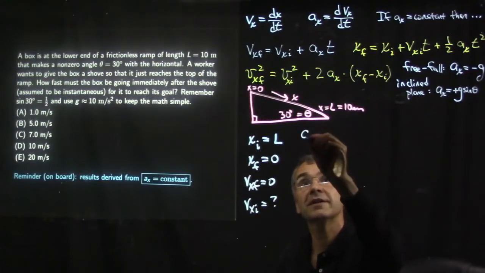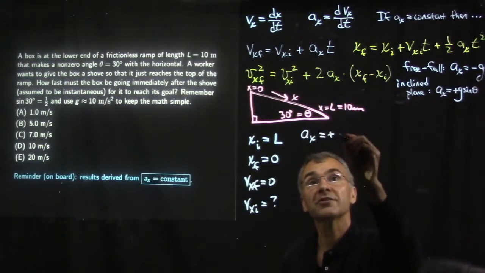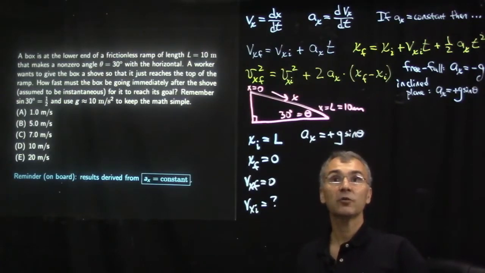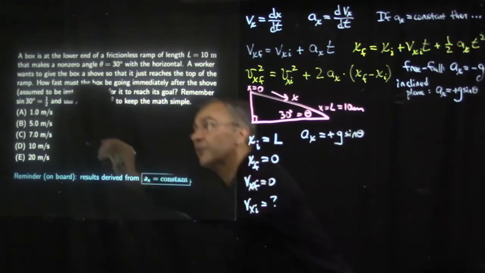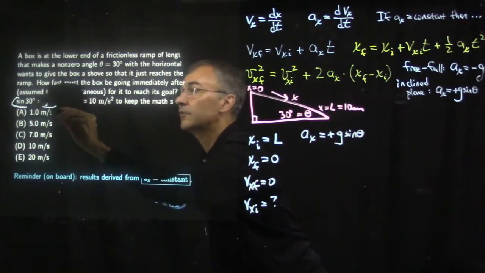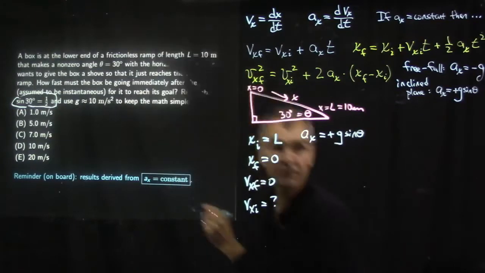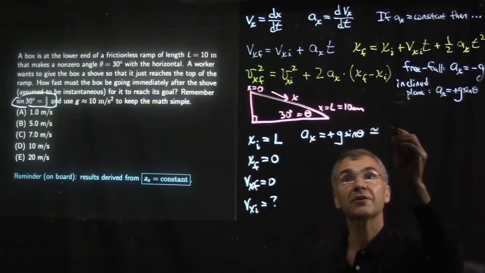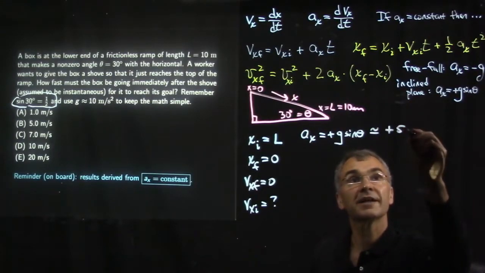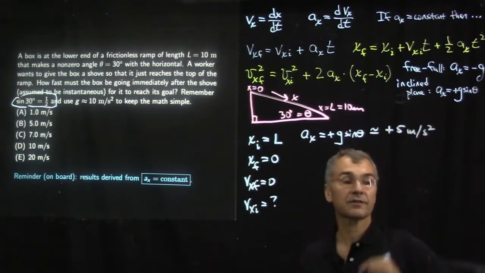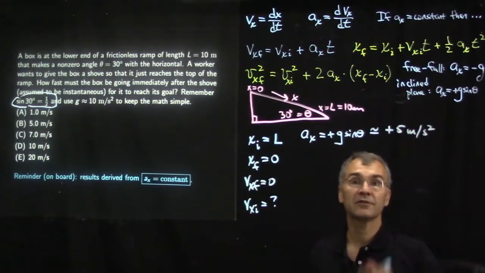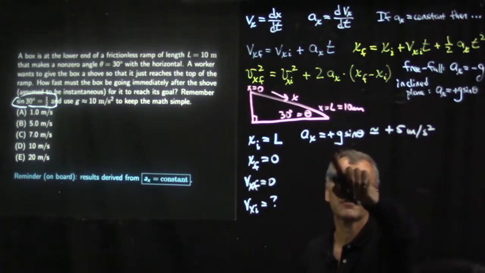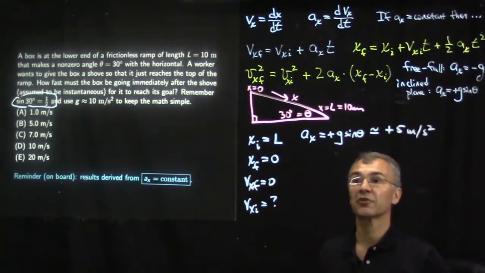And then we know that a sub x is plus g sine theta. By the way, sine of 30 degrees is 1/2, so that's a useful fact. Then this is pretty close to plus 5 meters per second squared. Because g is a little bit less than 10 meters per second squared, and sine theta equals 1/2, let's just say a sub x is plus 5 meters per second squared.